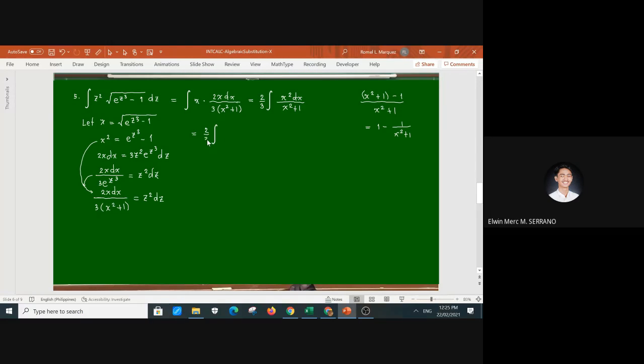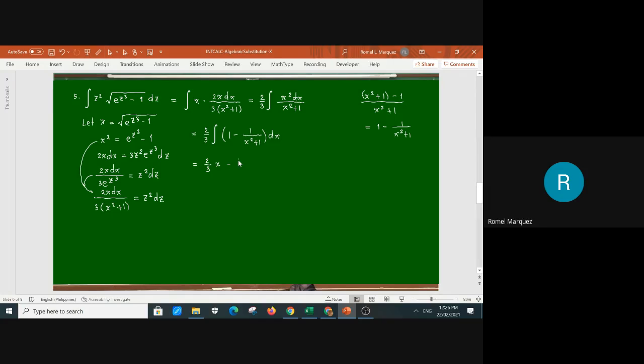2/3 times 1, minus 2/3 times 1 over x squared plus 1. So how do we evaluate the first term? That is the integral of dx. So what is that equal to? What is the integral of dx? It is x.